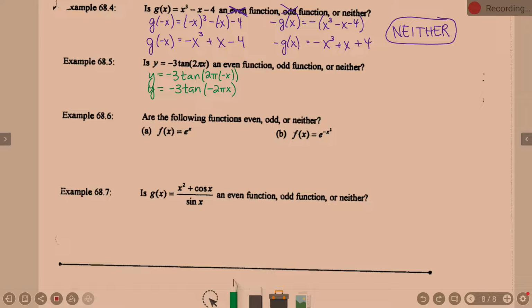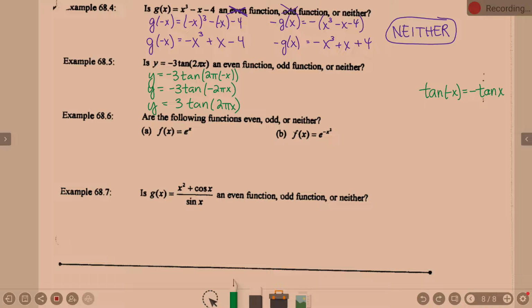Okay. The even-odd identities said that tangent of negative x is indeed equivalent to negative tangent of x. So when it's tangent and sine, you have that ability to pull it out front, and it makes it a negative. But since we already have a negative there, it's going to make it actually a positive, because a negative times a negative is a positive. And so this does become positive 3 tangent of 2 pi x.